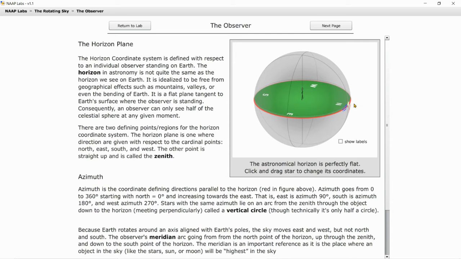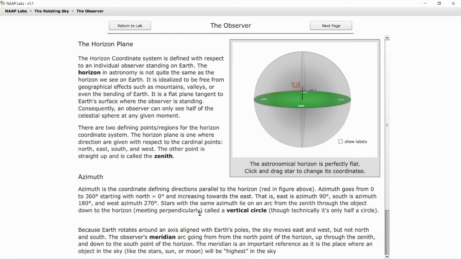If I go to the east should be, what, 90? Boom. And you can see it's 91 there. But you get the idea. 180, 270 is west, and then north again at 0 or 360. So that is my azimuth, okay?